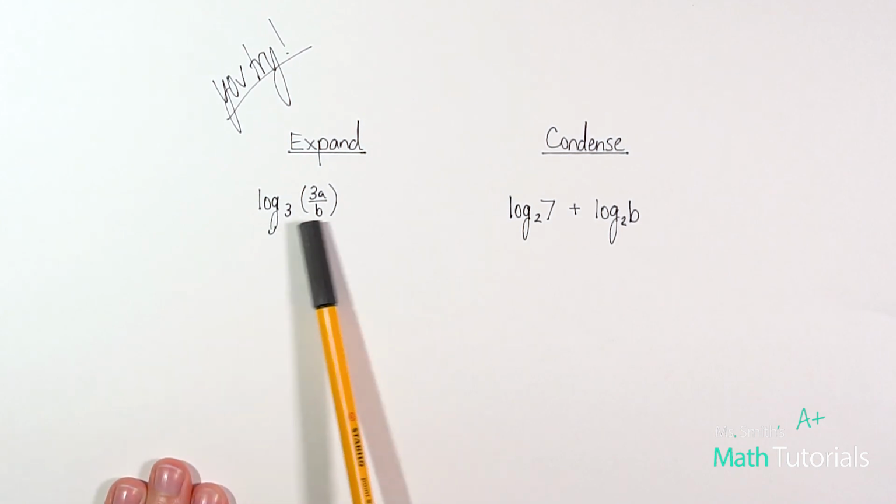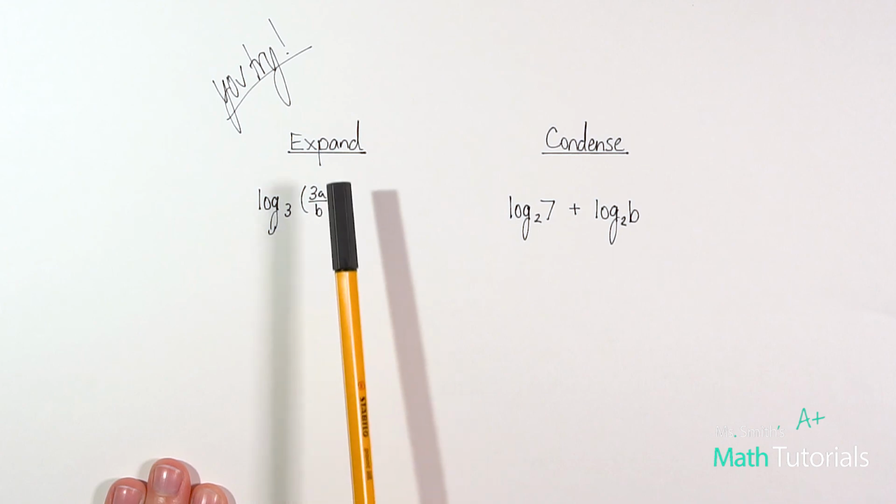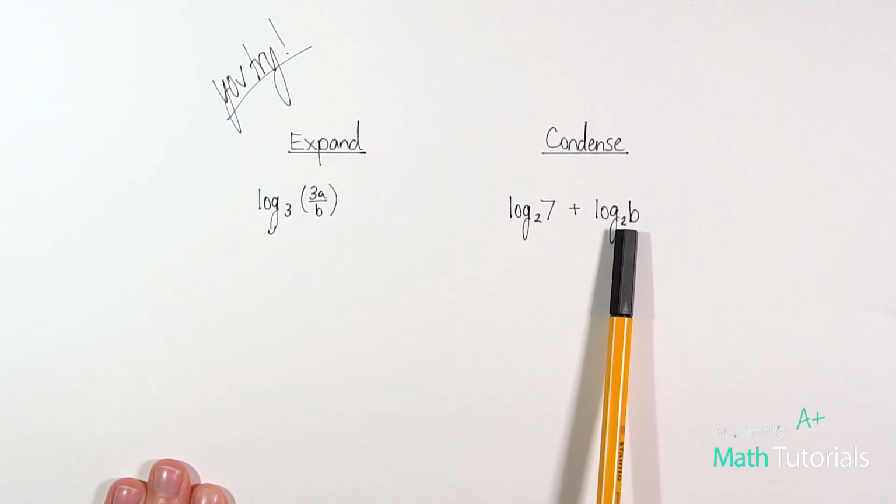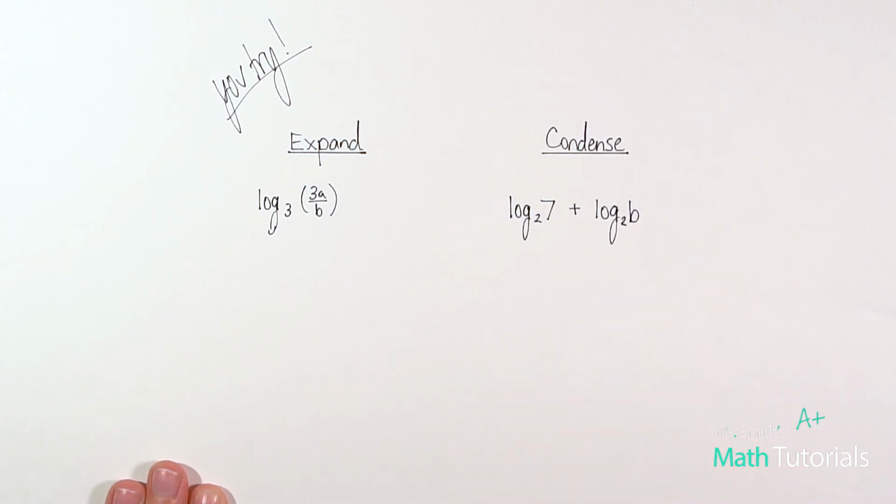Okay, here are your you-try examples. For this one, I've given you the condensed version and I want you to expand it. And for this one, I've given you the expanded version and I want you to condense it. I will post the answers in the video description below.